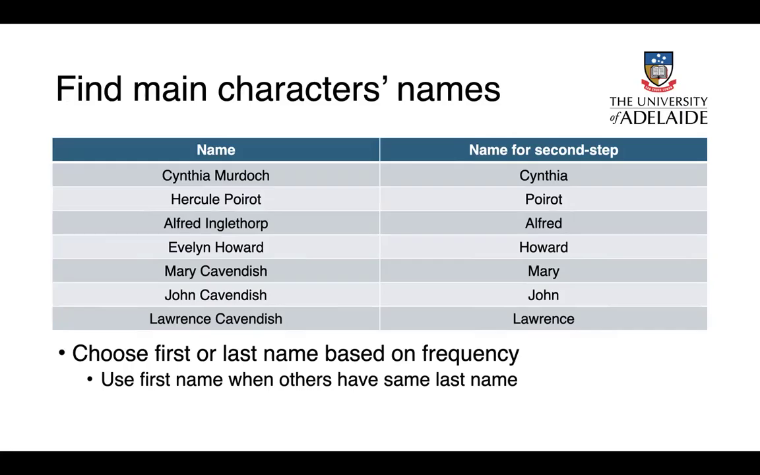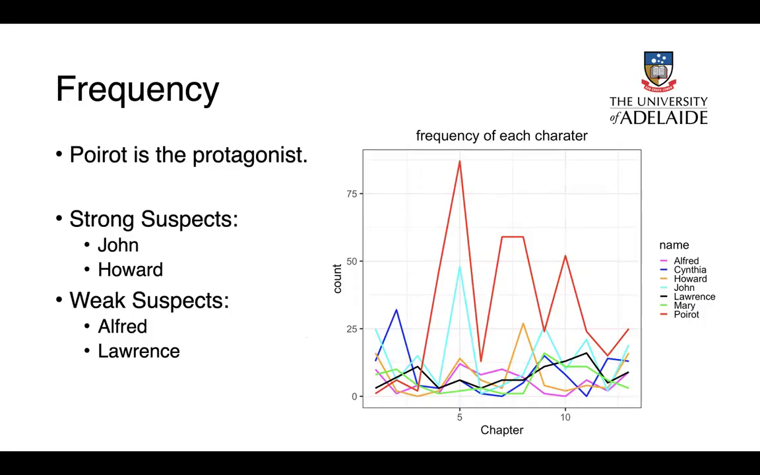And when characters have the same last name, we use their first name for the second step. In the second step, now we have 7 main characters, and now we need to determine who are the culprits.